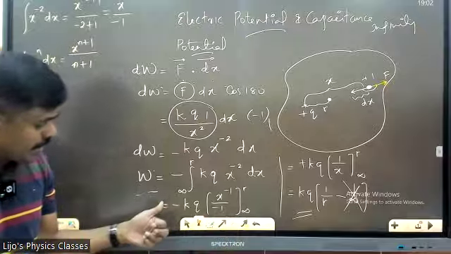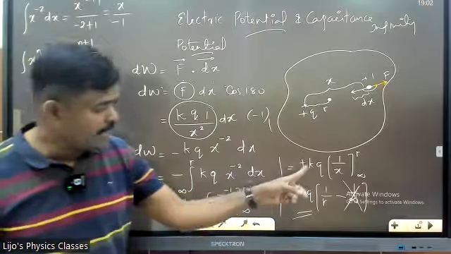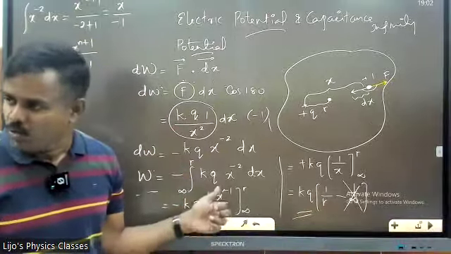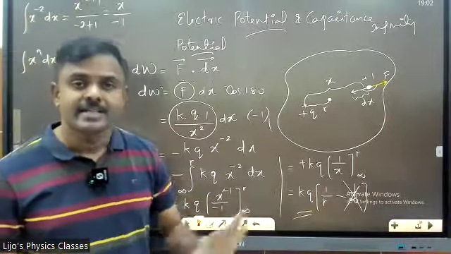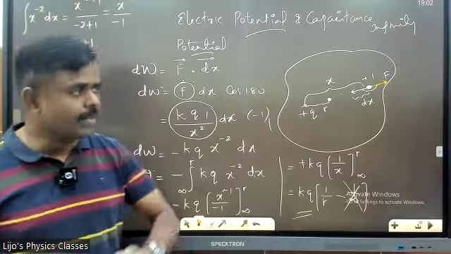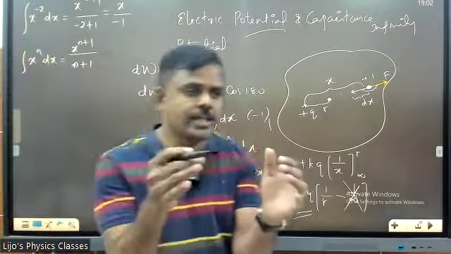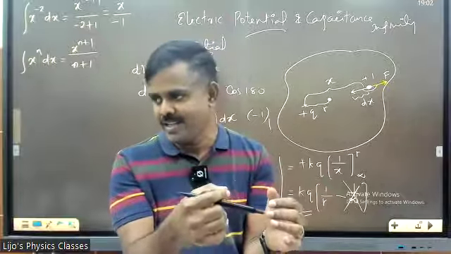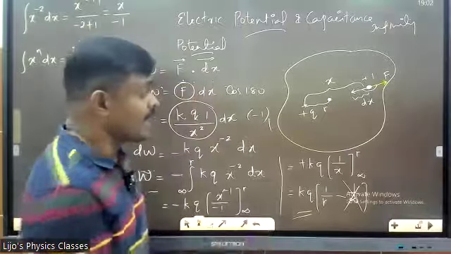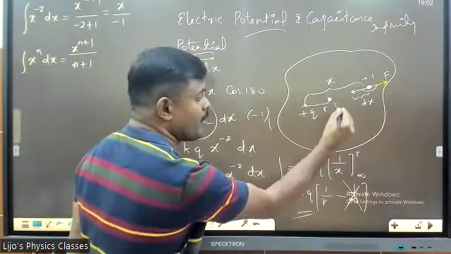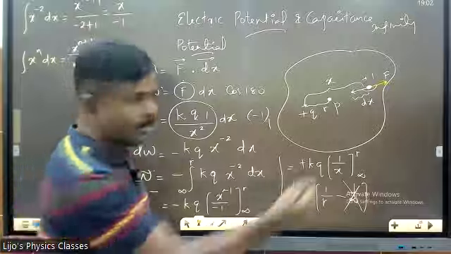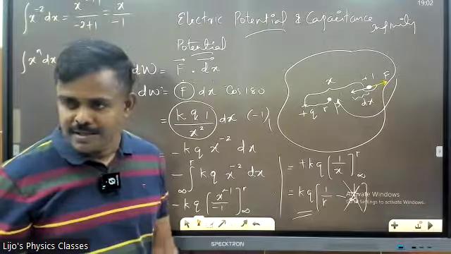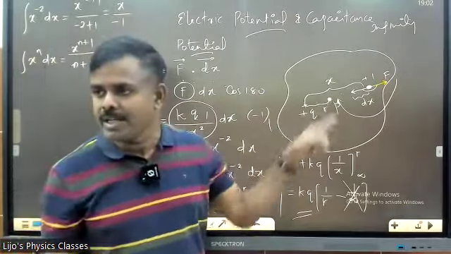Then what? Finally, minus will be taken outside. Minus of minus plus kq into x raised to minus 1 is 1 by x. Then I think of putting the limits. Where am I coming from? By definition, you should be coming from infinity. Up to where? Up to the point. This is my point P. All right. You're coming to this point, right? Infinity up to the point P. Got it? So you are finding potential at P now.